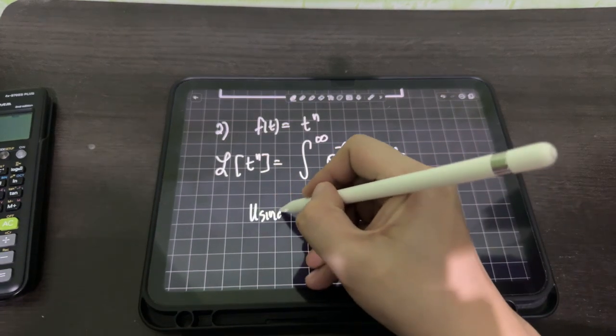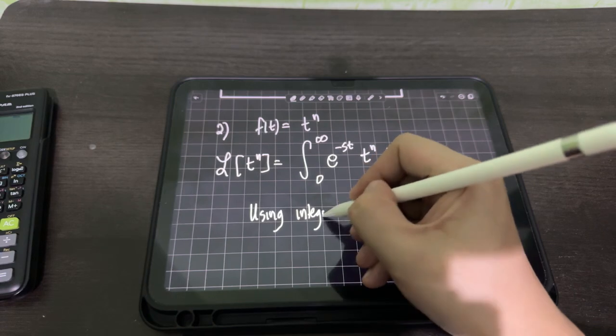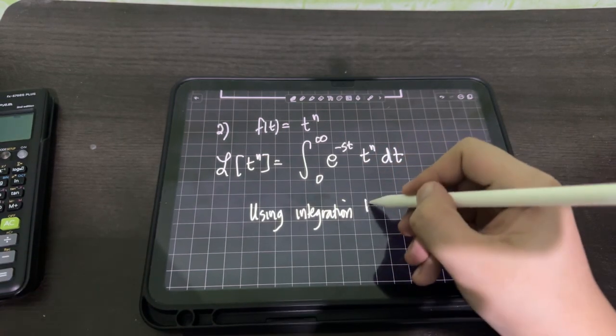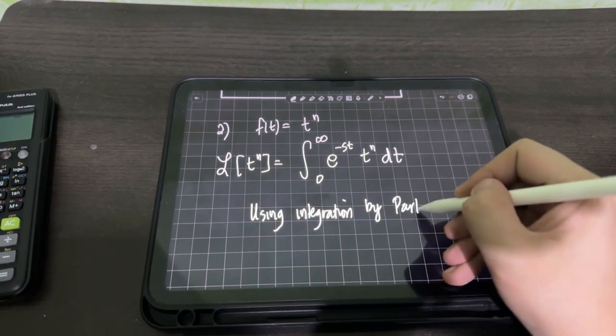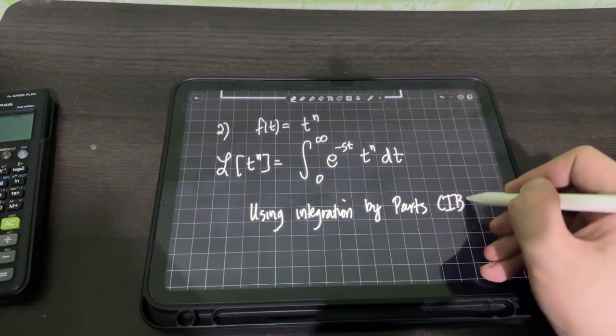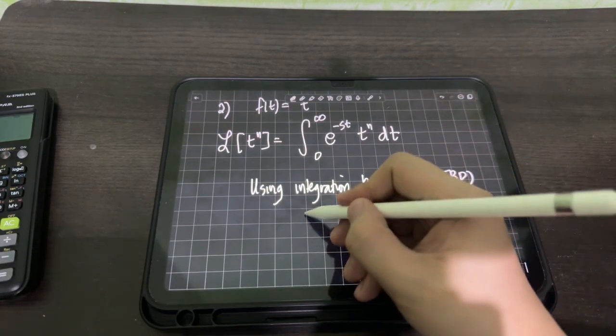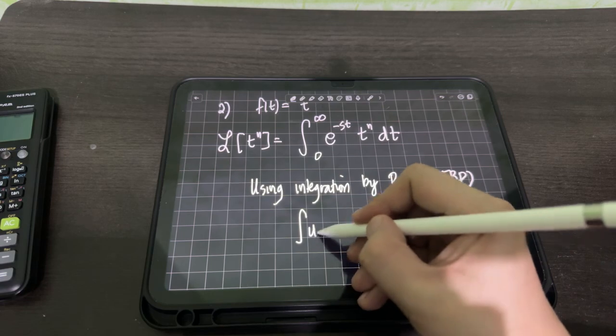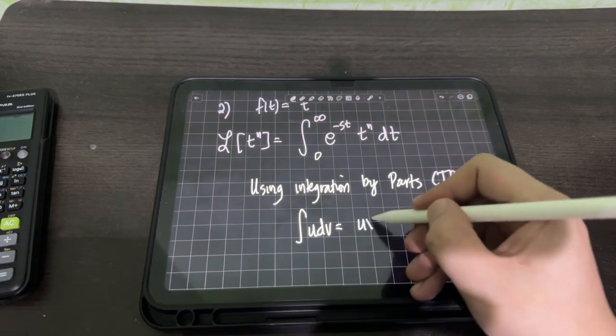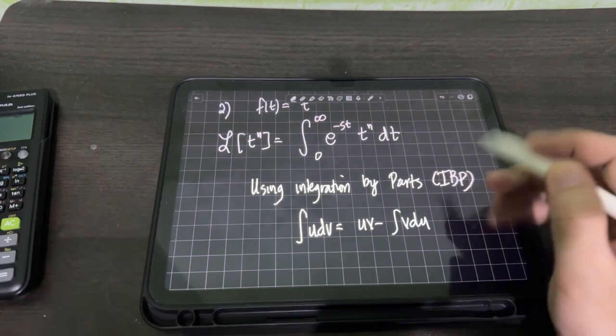So using integration by parts, or IBP for short. The formula for integration by parts is the integral of u dv is equal to uv minus the integral of v du.